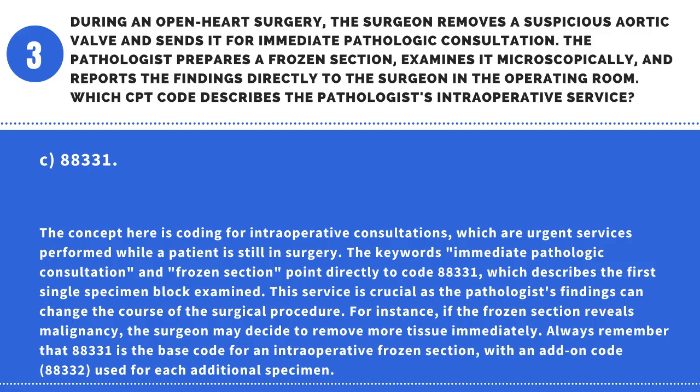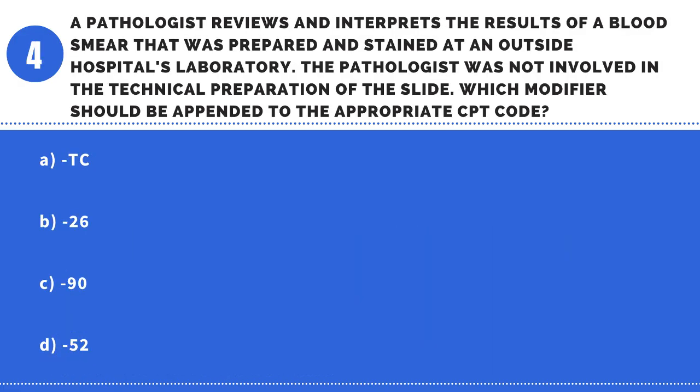For instance, if the frozen section reveals malignancy, the surgeon may decide to remove more tissue immediately. Always remember that 88331 is the base code for an intraoperative frozen section, with an add-on code, 88332, used for each additional specimen.